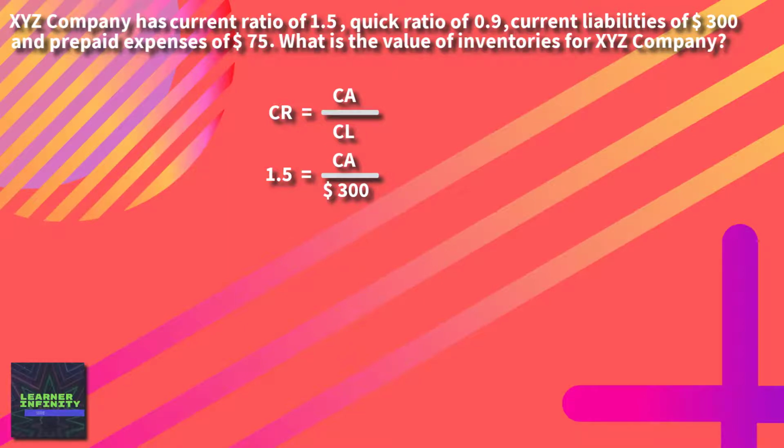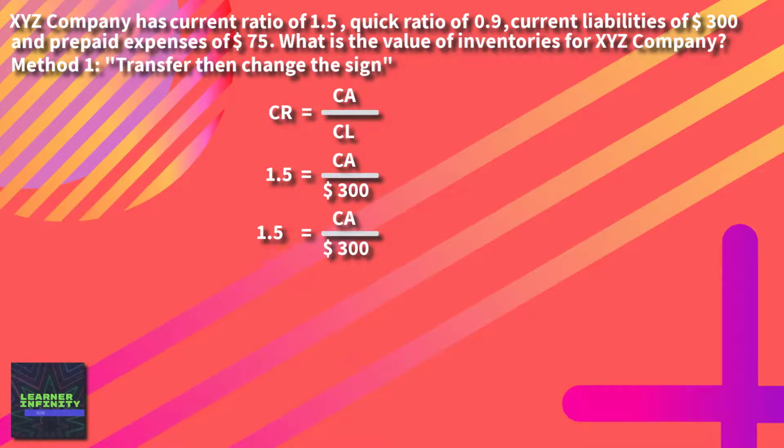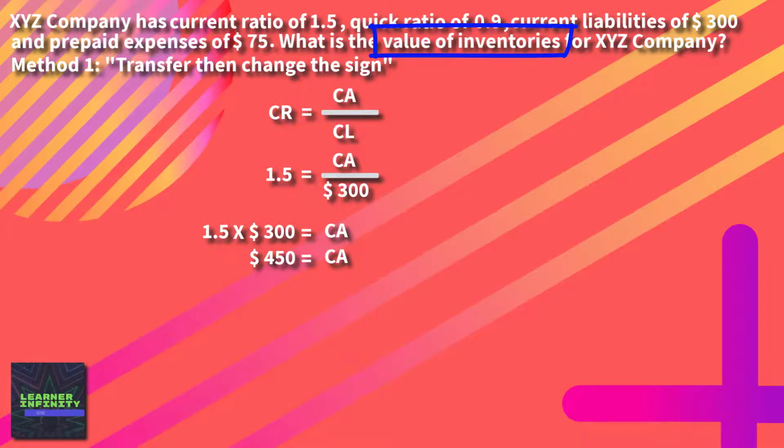So let's find a way to eliminate the denominator $300 using the method transfer and change the sign. We will transfer $300 to the other side. Then we change the division sign into multiplication sign. 1.5 times $300 is $450, which is now our current assets. But wait, this problem is not looking for current asset, right? The question is, what is the value of inventories for XYZ Company? So we have to change how we will solve this problem and erase the last three lines.